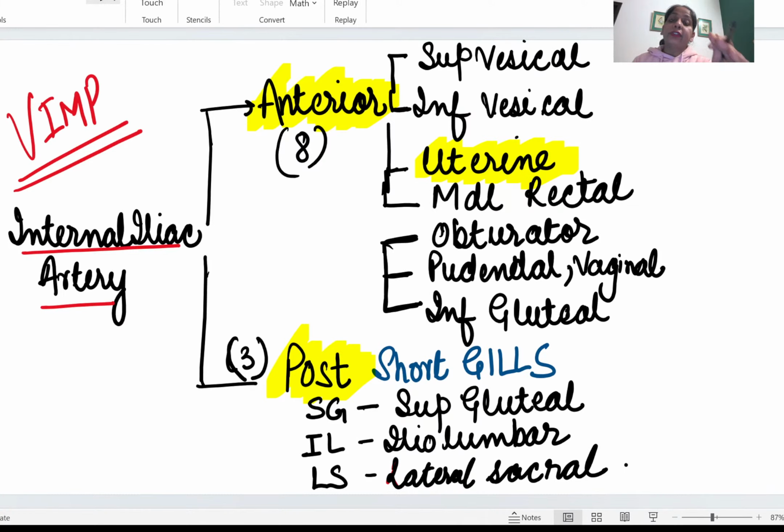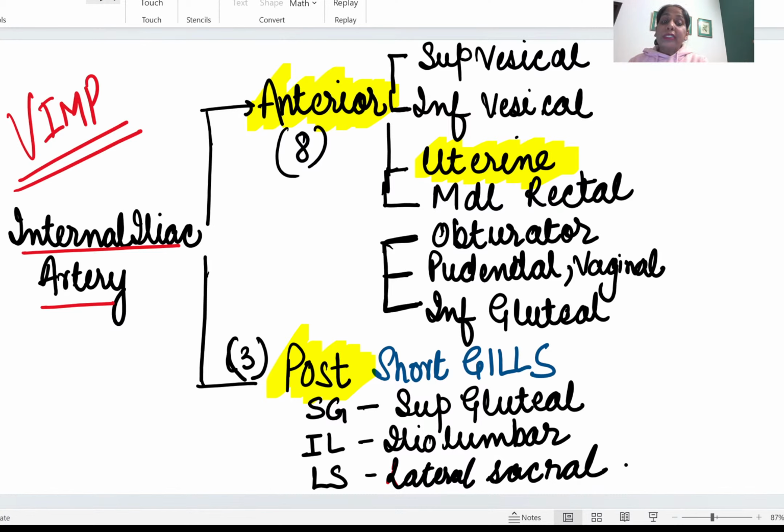Internal iliac artery has two branches, an anterior branch and a posterior branch. The anterior branch gives out 8 branches, and the posterior division gives out 3 branches, which are learned by the mnemonic SHORT GILLS. Okay, let's first learn the posterior division branches.